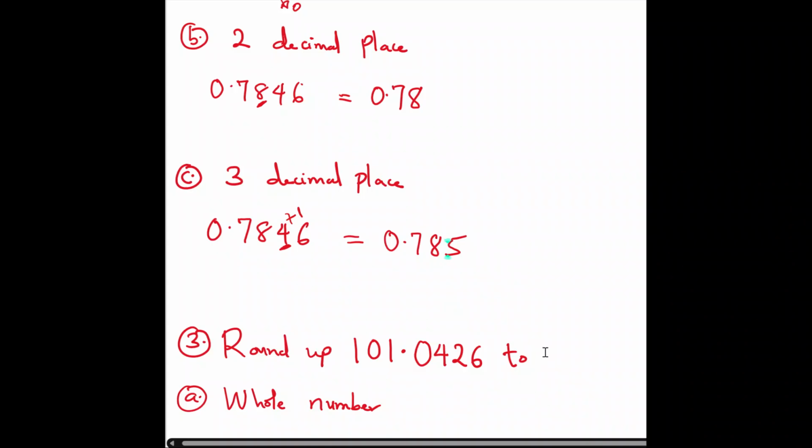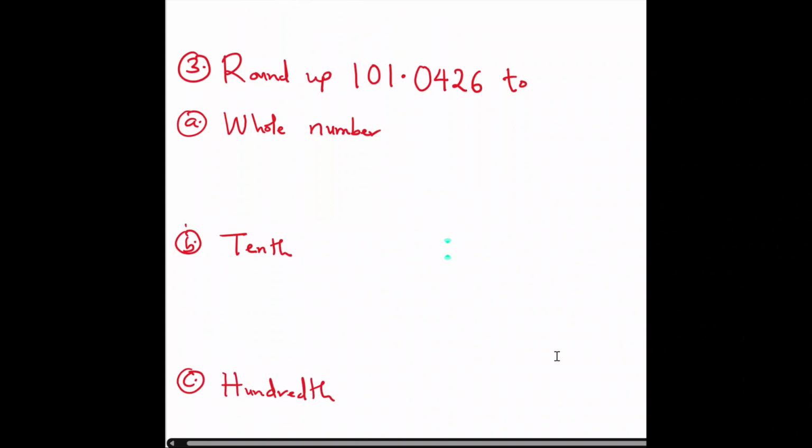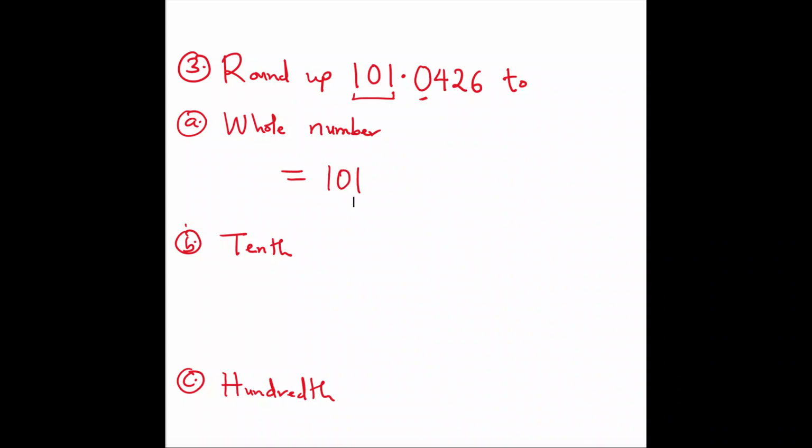So the next one we have is round up 101.0426 to a whole number. So the number before the point is the whole number. Okay, so the closest number at the back of the point is 0, right? So 0 falls in the range of 0 to 4. So we are not going to add anything to it. So if we wanted to round up 101.0426 to a whole number, it will give us 101, because that's the number before the point. That's what we consider as the whole number.